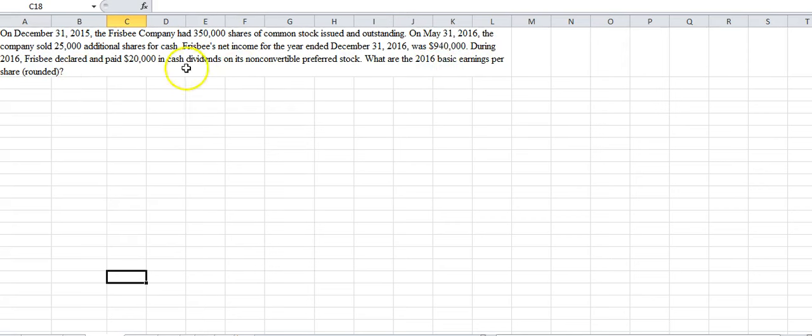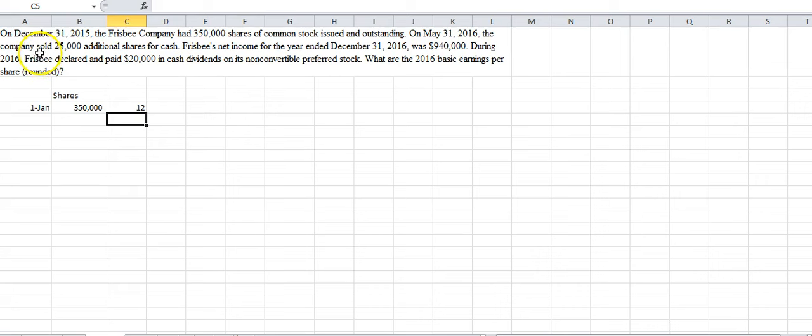So the first thing that I want to do is get my weighted average shares, right? So how do I get my weighted average shares? We could do it this way. Let's go ahead and calculate the shares. It says that I started on January 1 with 350,000 shares. So those shares were outstanding for the full year, right? So we're going to give these shares a weight of 12 because they were there for 12 full months.